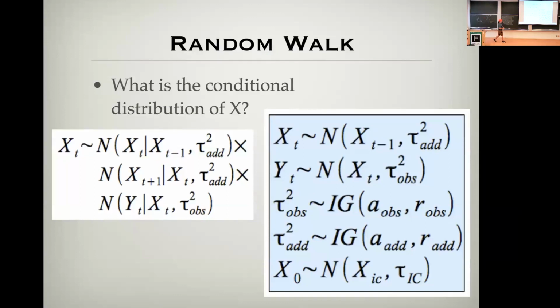So I've written down the process model, the observation model, and I've just put priors on everything else: a prior on the observation error, a prior on the additive process error. And the other thing worth noting, I need to put a prior on the initial condition. So the first x at time 0 also needs a prior. All the other x's don't need a prior because they are informed by the x before and after it.